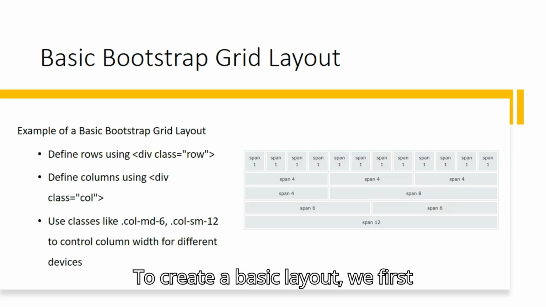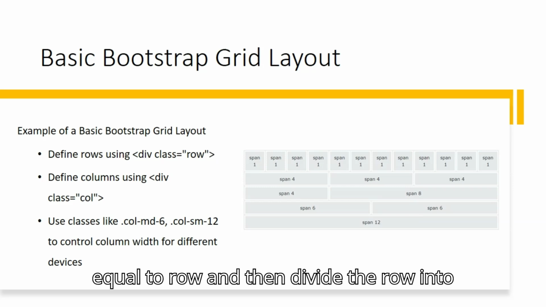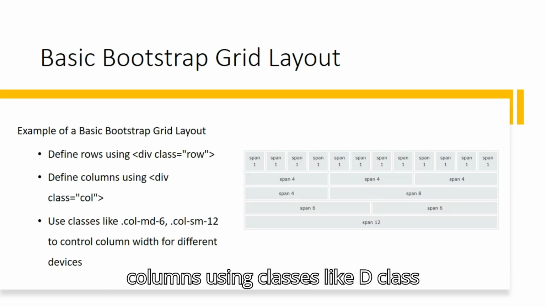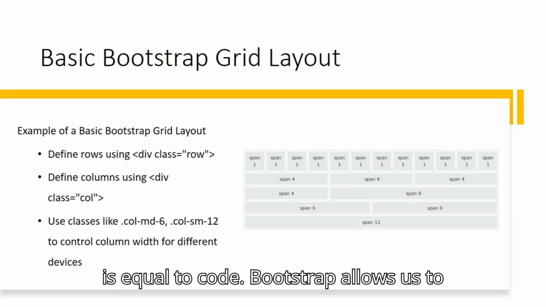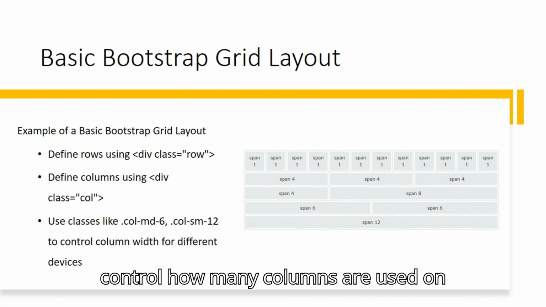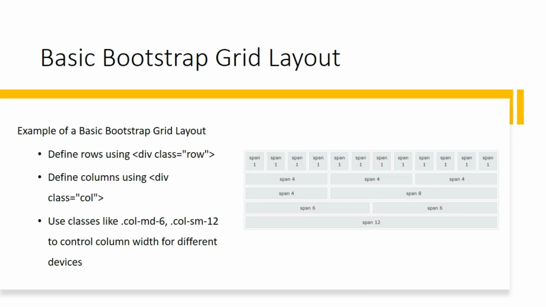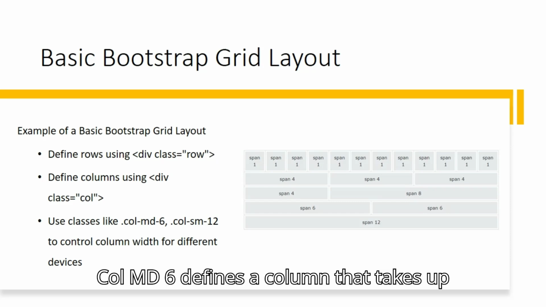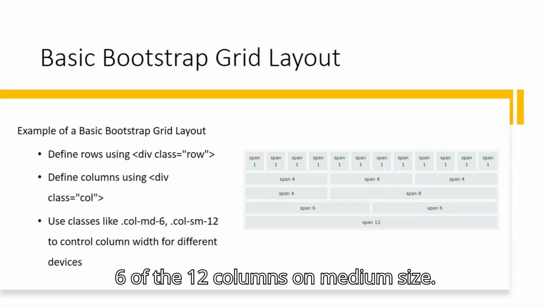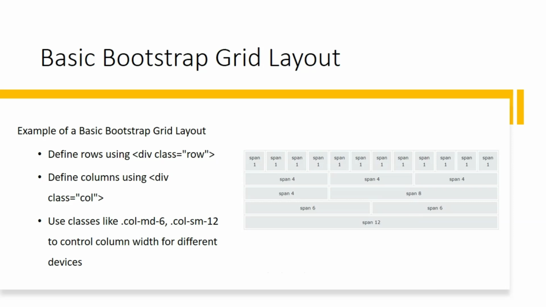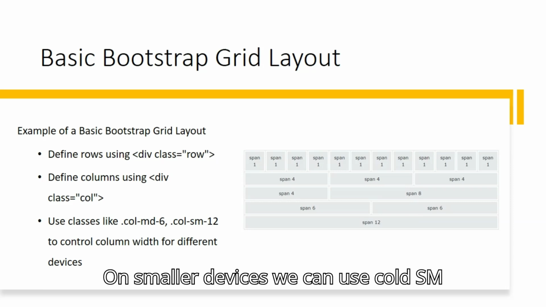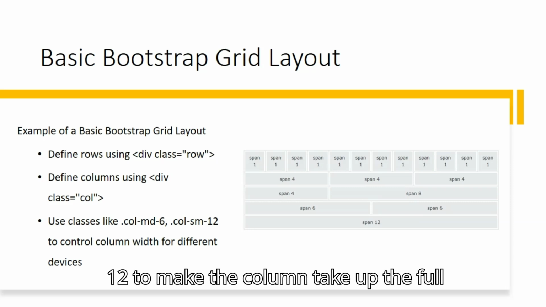Basic Bootstrap grid layout. To create a basic layout, we first define rows using div class equals row, and then divide the row into columns using classes like div class equals col. Bootstrap allows us to control how many columns are used on different devices. For example, col-md-6 defines a column that takes up 6 of the 12 columns on medium sized screens. On smaller devices, we can use col-sm-12 to make the column take up the full width of the screen.